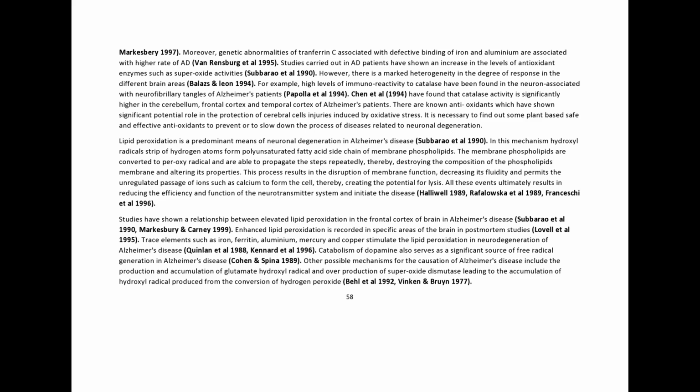Lipid peroxidation is a predominant means of neuronal degeneration in Alzheimer's disease, Subbarao et al. 1990. In this mechanism, hydroxyl radicals strip off hydrogen atoms from polyunsaturated fatty acid side chains of membrane phospholipids. The membrane phospholipids are converted to peroxy radicals and are able to propagate the steps repeatedly, thereby destroying the composition of the phospholipid membrane and altering its properties.